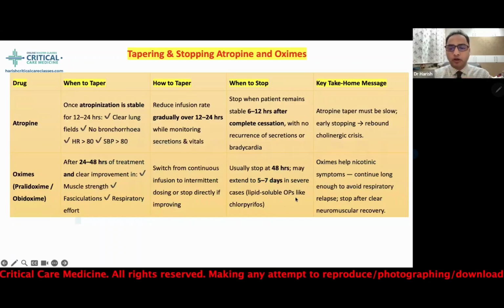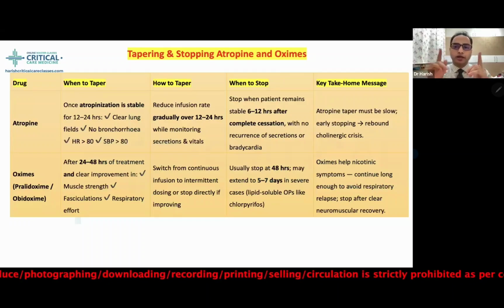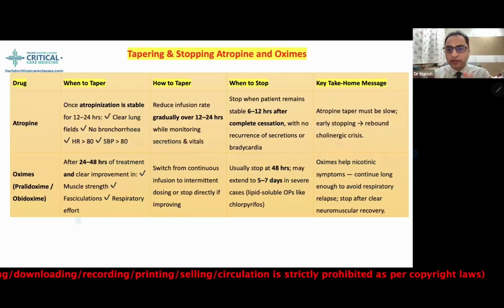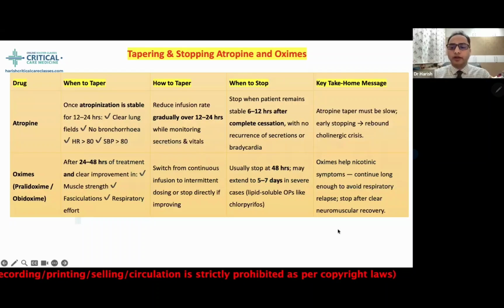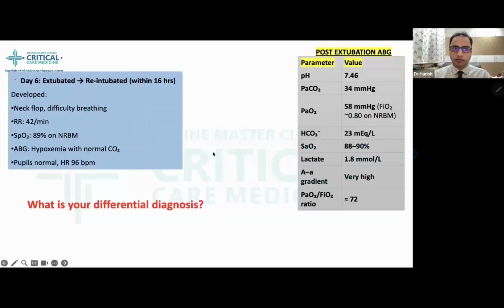Those are lipid-soluble organophosphorus compounds like chlorpyrifos. Enzymes help in nicotinic symptoms, and continue long enough to avoid respiratory muscle weakness as a relapse. Stop after clear neuromuscular recovery. The other consensus is that when atropine has been stopped for at least 12 to 24 hours, you can take a call on stopping the enzymes. These are some of the recommendations you can remember for your exam purpose.